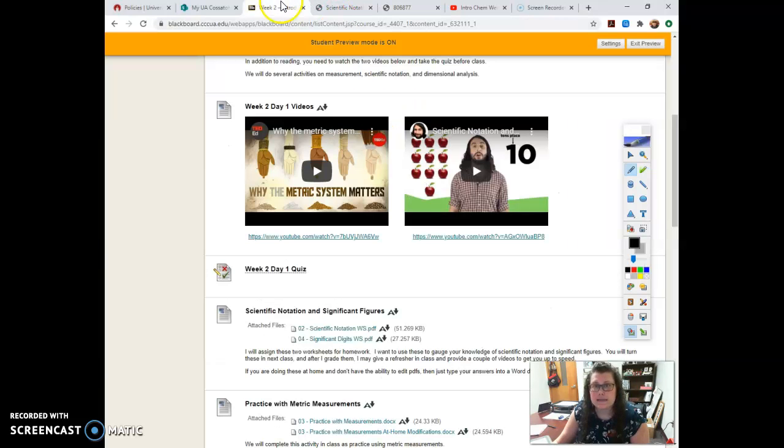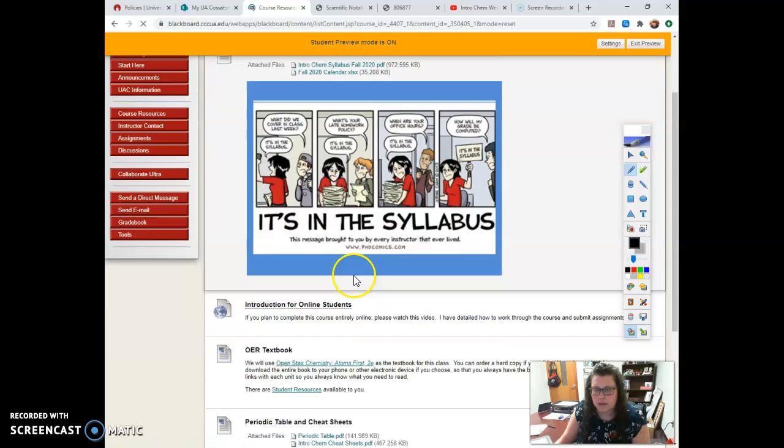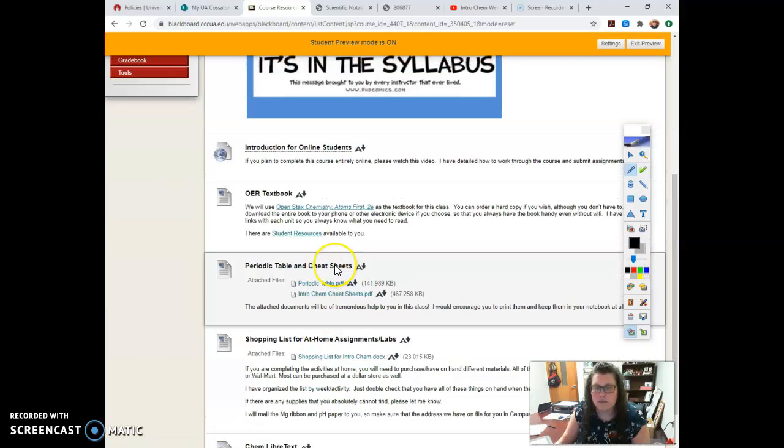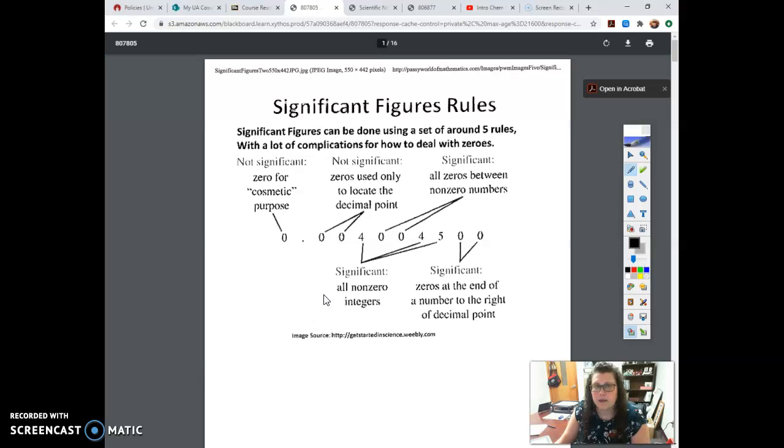Within your class, there is a cheat sheet in the course resources. Right here, periodic table and cheat sheets. If you go to the Intro Chem cheat sheets, the very first one is your rules for significant figures. So again, all non-zero integers are significant. Then we really just have to look at the zeros.